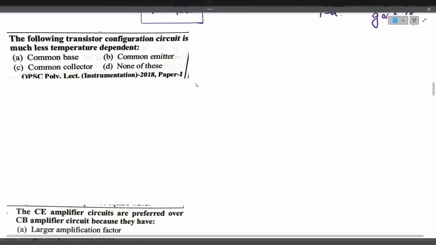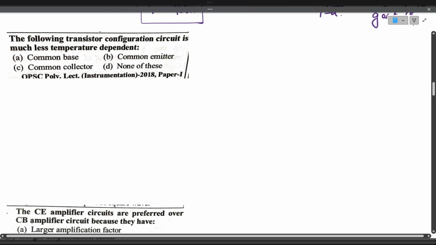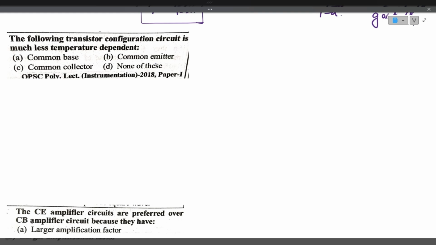Now let's see one more question. The following transistor configuration circuit is much less temperature dependent. That is common base, common emitter, common collector, none of this. Answer is common collector. Why?